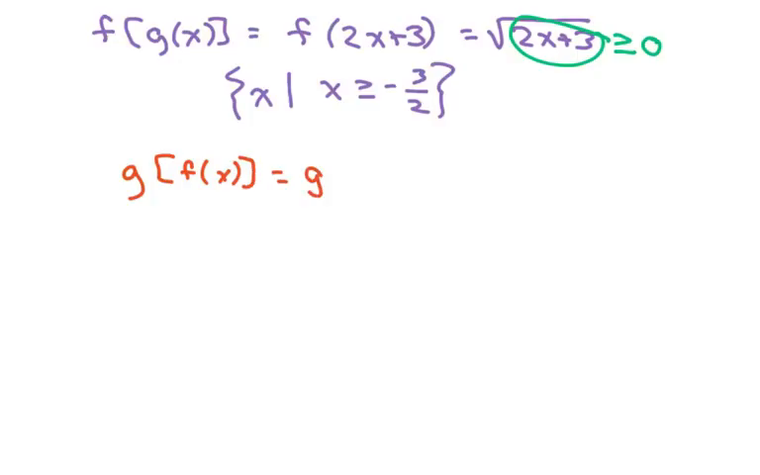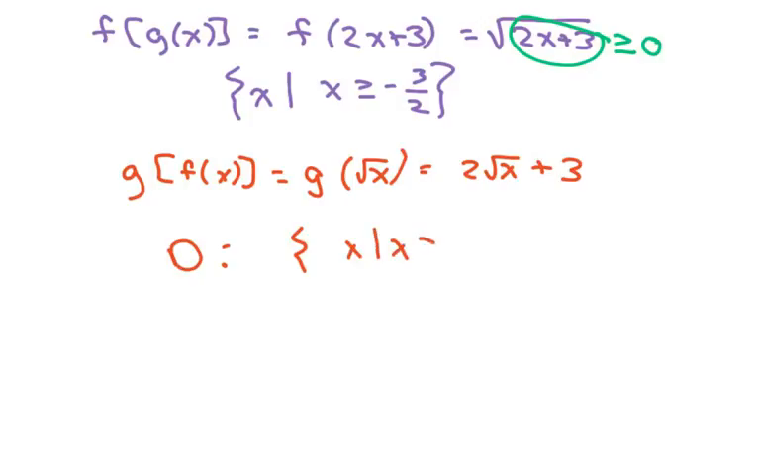So we're going to g of square root of x, which equals 2 square root of x plus 3. And the domain, therefore, is going to be x, but x has to be greater than or equal to 0. And that's just because we have to take care of that. And the next one, we have f of f.